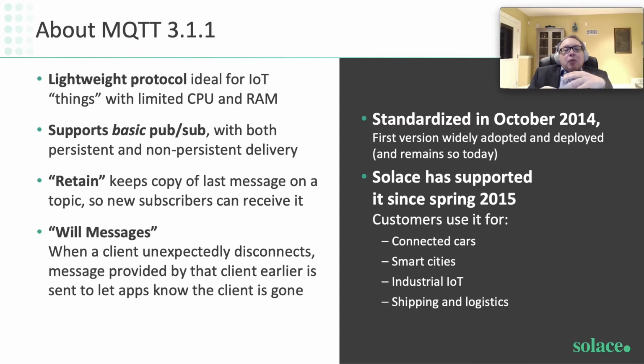It does also have a couple cool bells and whistles. There's a concept of message retain. So when a publisher publishes a message, you can set a retain flag, and that'll tell the broker, keep the last copy of the message that you see on this topic. So especially useful along with non-persistent delivery, so that when new subscribers come online, they can get the last message that was sent on the topic. MQTT 3.1.1 also had will messages, and that was a message that a client would send to the broker when it connected, and would tell the broker, if I unexpectedly get disconnected, send out this message so that the other apps connected to the broker will know that I've gone away.